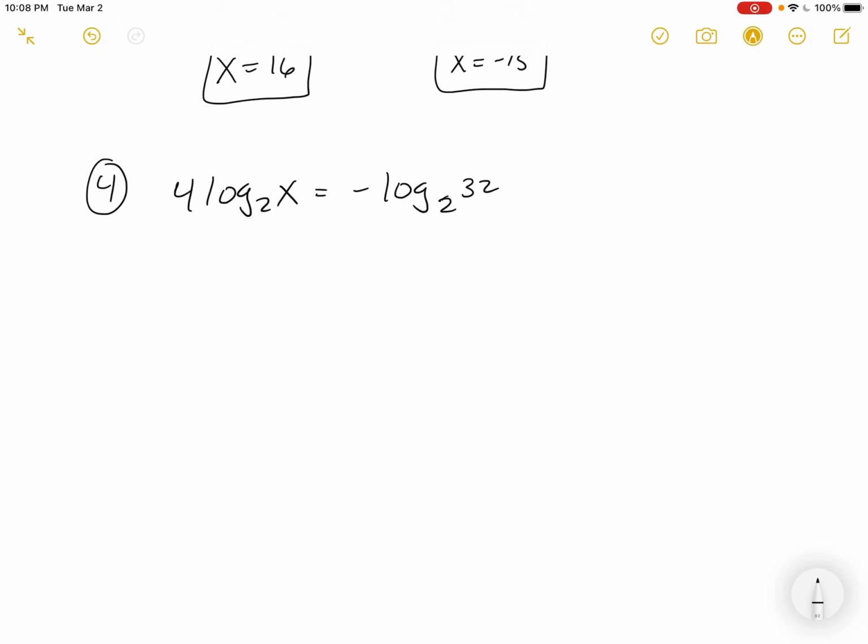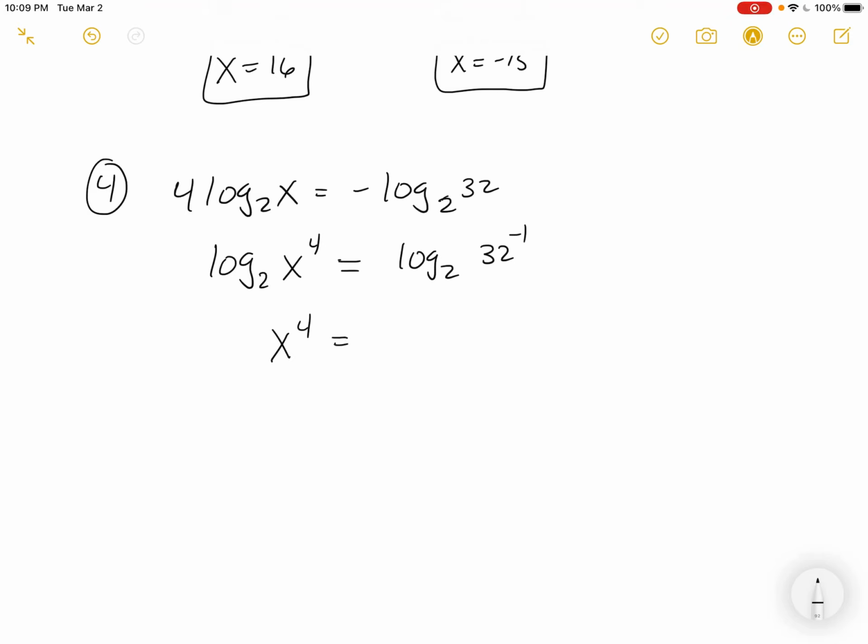Because with this, the first thing that you should do is say that this is log base 2 of x to the fourth is equal to log base 2 of 32 to the negative 1 power. Get those factors up as powers. So what do I know? I now know I have a log base 2 of something equals log base 2 of something else. It would not have worked if I left the 4 and the negative 1 as factors. So what do I know?